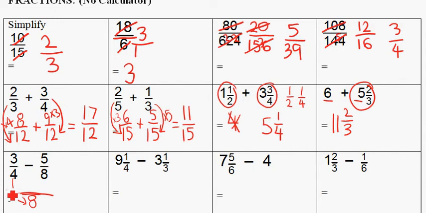To do that, I would have to times the denominator by 2. So we do the same to the numerator. 3 times 2 is 6, minus 6/8 minus 5/8 is going to equal 1/8.